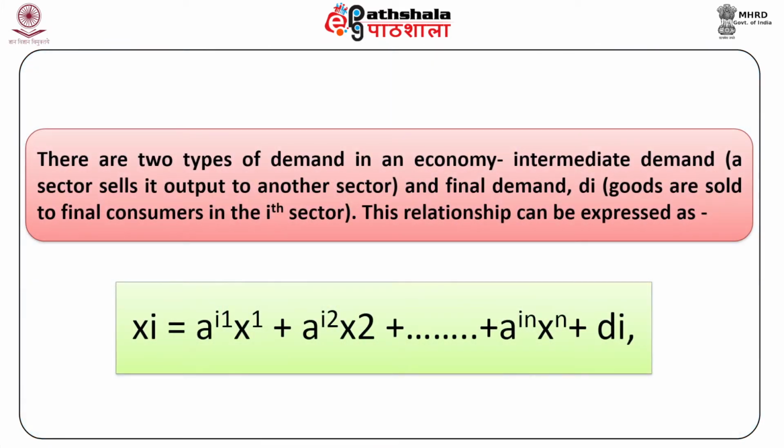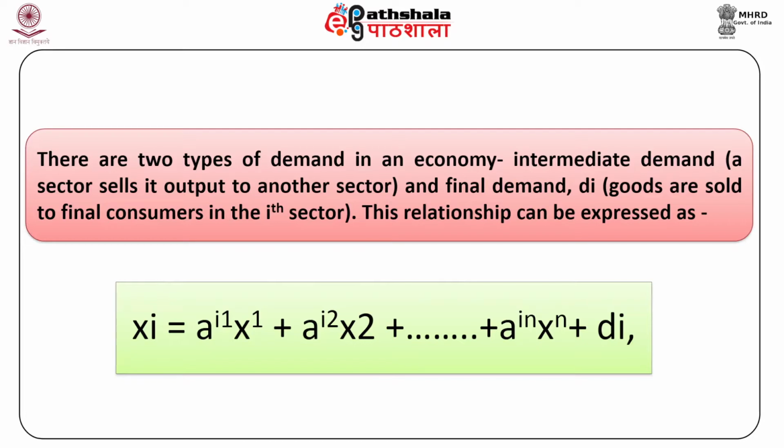One must understand the basic premise for an input-output table. Let us suppose we have an economy with n sectors where every sector produces xi units of identical goods and the jth sector must consume aij units from sector i to produce a single unit. There are two types of demand in an economy: intermediate demand, that is a sector sells its output to another sector, and the final demand Di, that is the goods which are sold to final consumers in the ith sector.